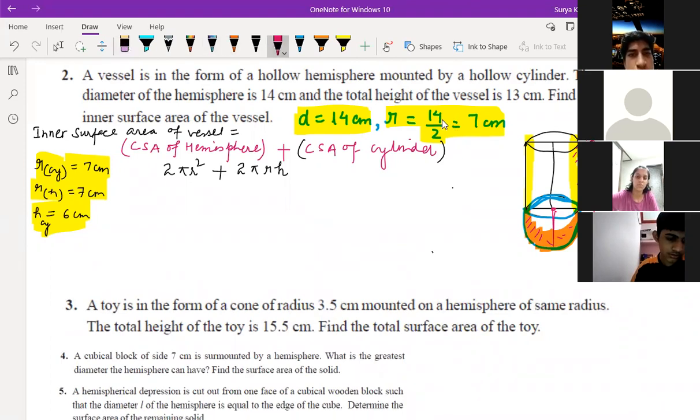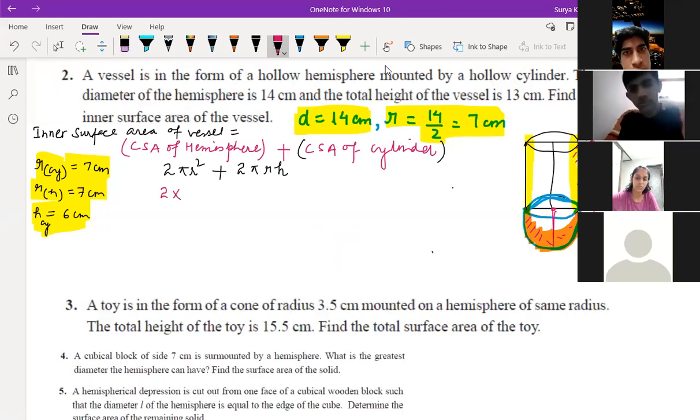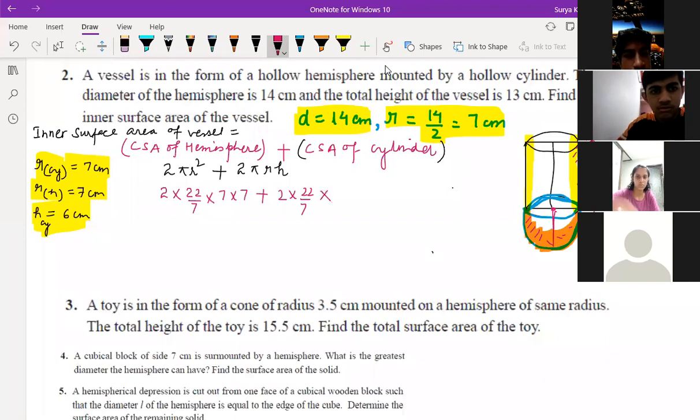So children, here, common is 2 pi r square. Better you write 2, pi as 22 by 7, r square, radius is 7 into 7, plus 2 into 22 by 7 into radius 7 into 6. Why am I writing completely? Why am I not taking common? You know, children, why I am not writing common?